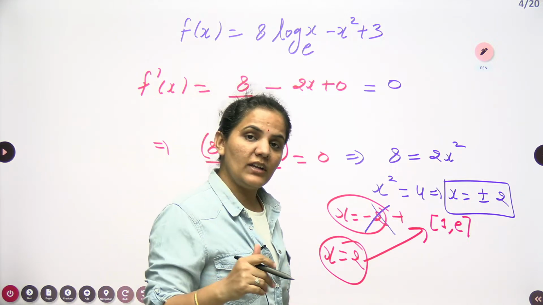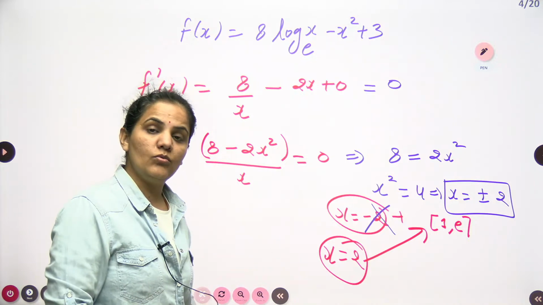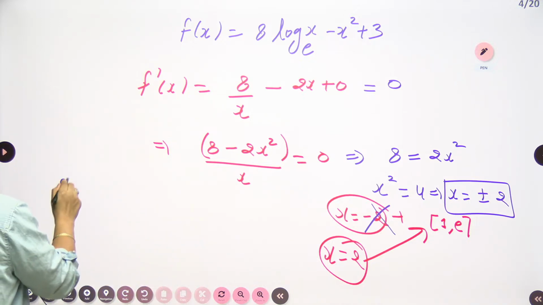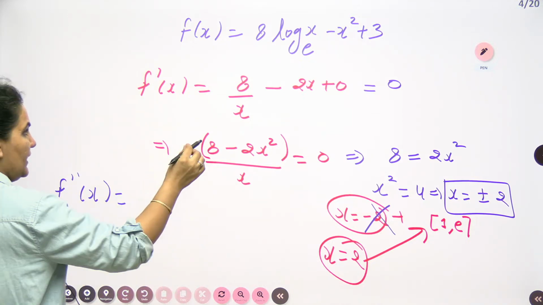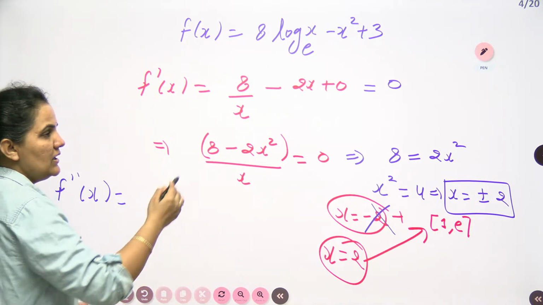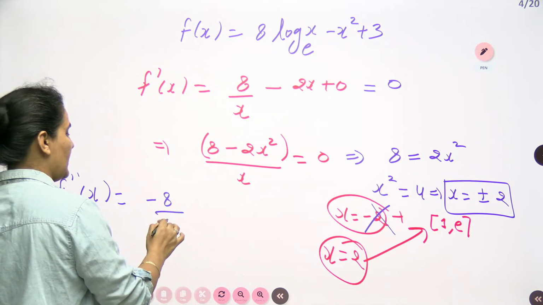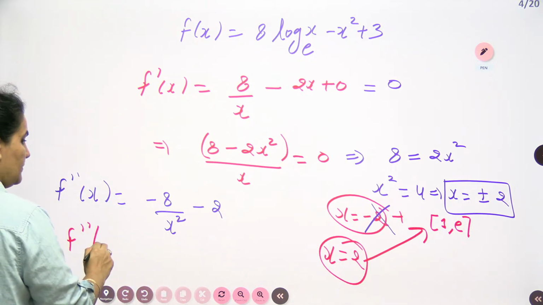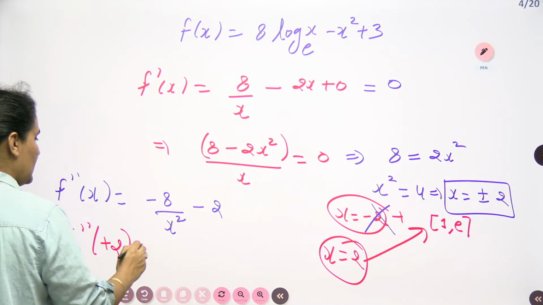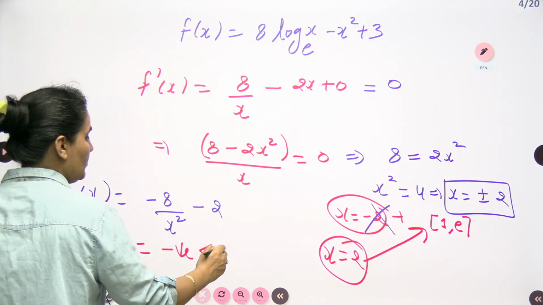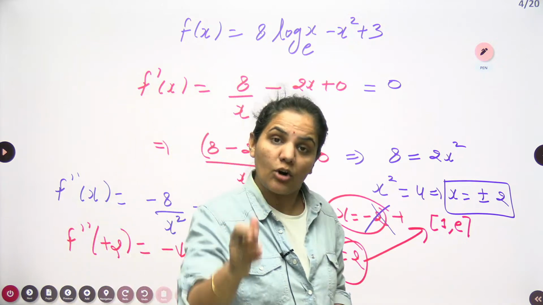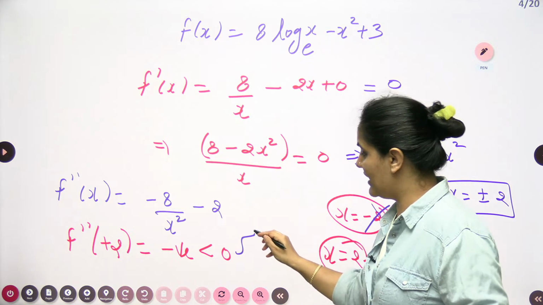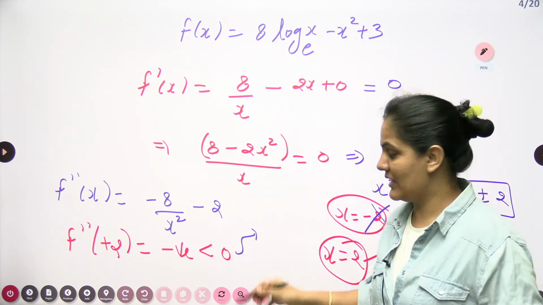Now I will check at x equals 2 whether we have a minima or maxima. So we will go with the double order derivative. We have 8 by x, so the double order derivative is minus 8 by x square minus 2. When I put the point x equals 2, it gives me a negative value, negative means less than 0. Whenever the double order derivative is less than 0, it gives you the clear indication that this is the case of maxima.